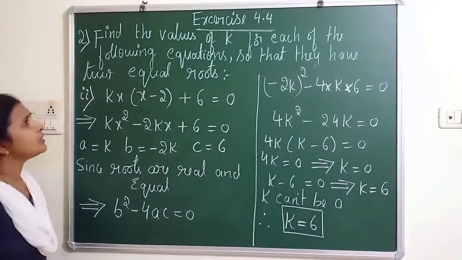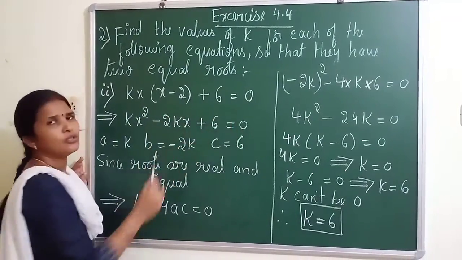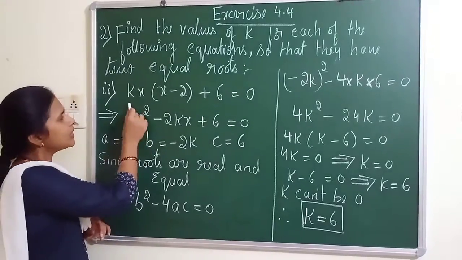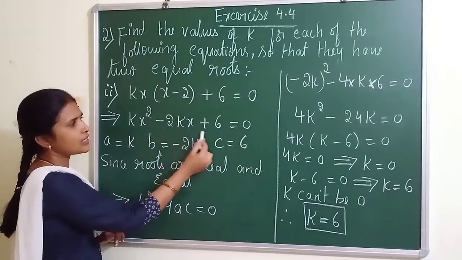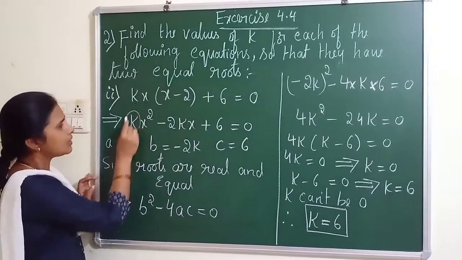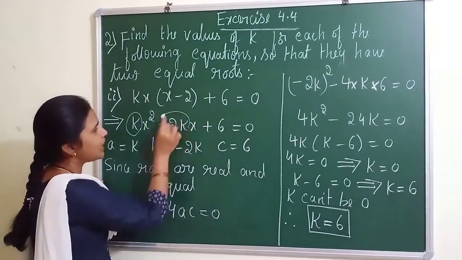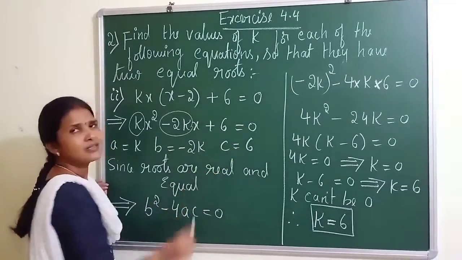Into the next question, in this main only: kx into x minus 2 plus 6 equal to 0. So this is not in standard form. So make it standard form. Kx into x is kx square minus kx into 2 is 2kx plus 6 equal to 0. Take a, b, c. A is k, that is the coefficient of x square. B is minus 2k, that is the coefficient of x, and c is 6.